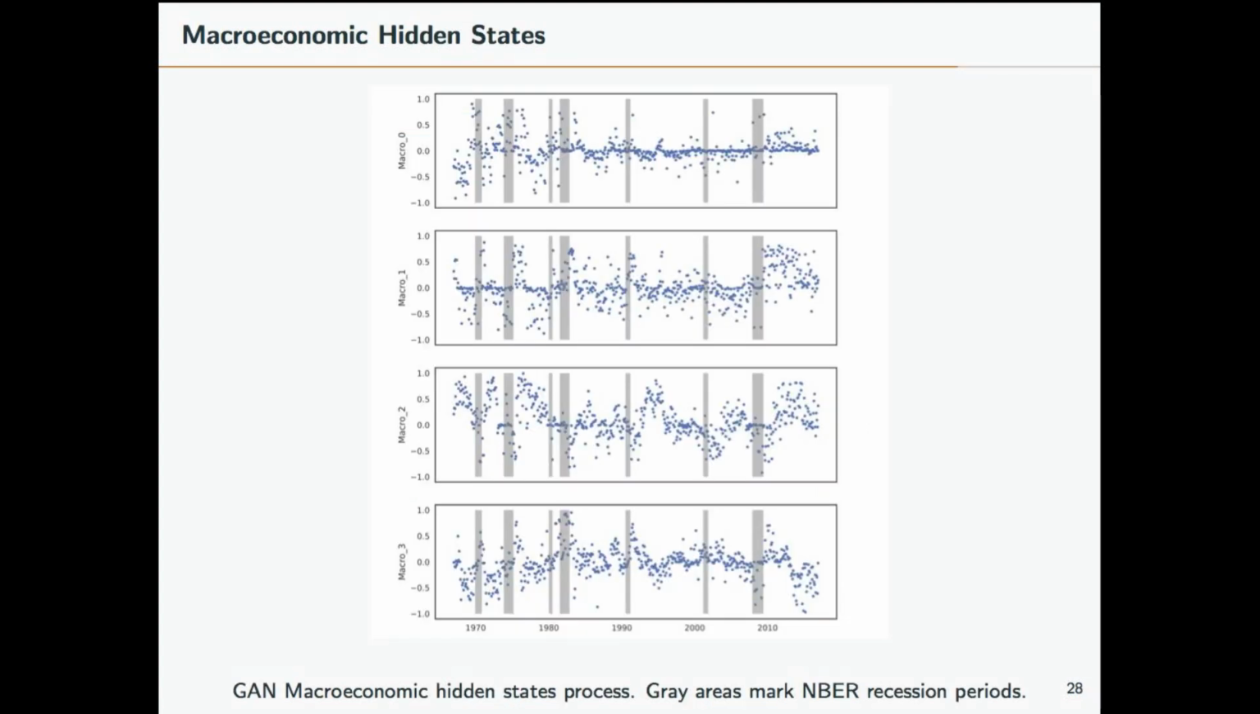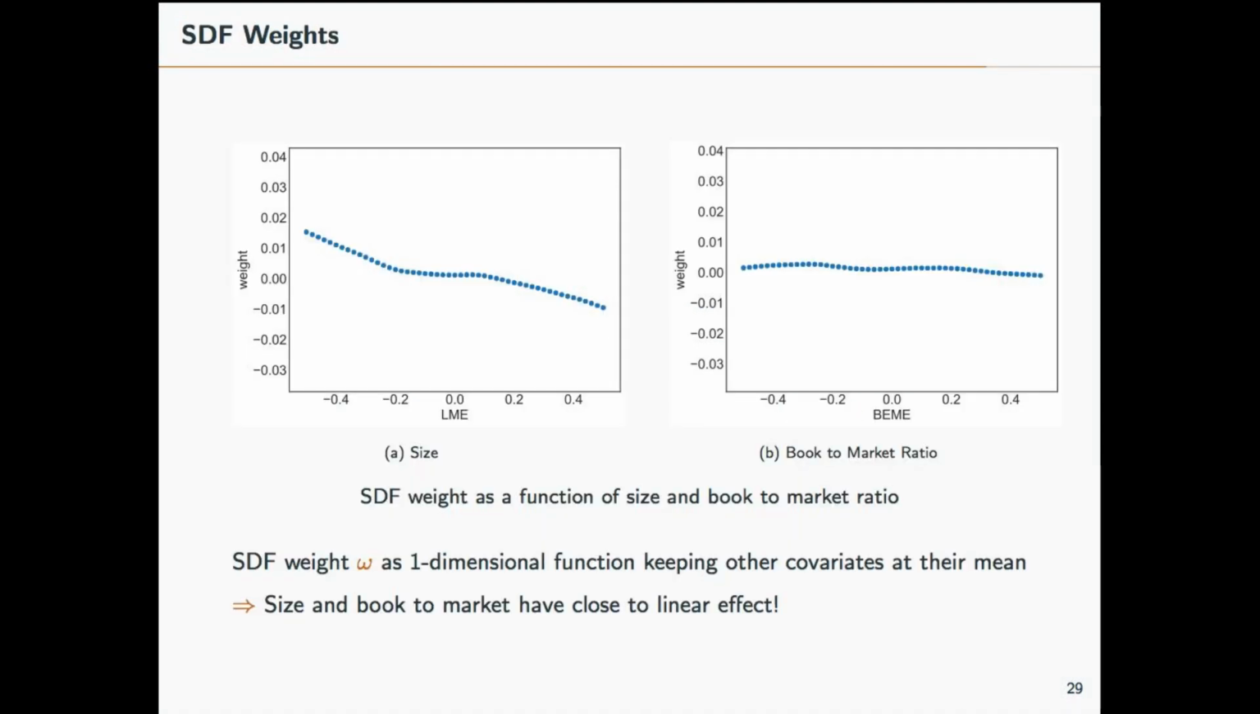What about the macroeconomic information? Our model implies there should be 4 economic state variables. I'm showing you the time series here, and the gray areas are NBER recession periods. If you focus on the 3rd and 4th time series, you see that they seem to be cyclical, and they seem to have a downward or upward spike right after recessions. So it seems that these macroeconomic state variables are related to economic activity, and that's what we hoped we would find.